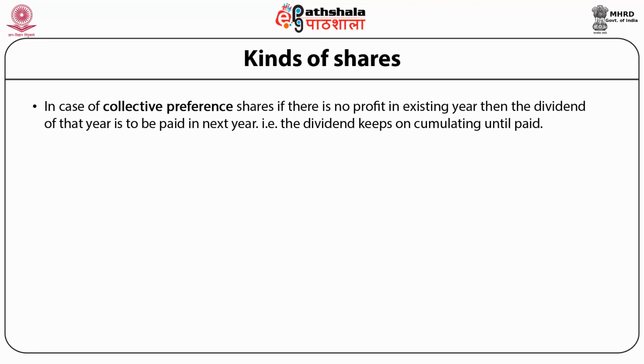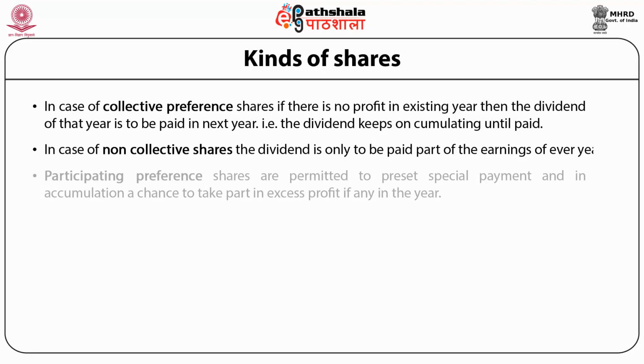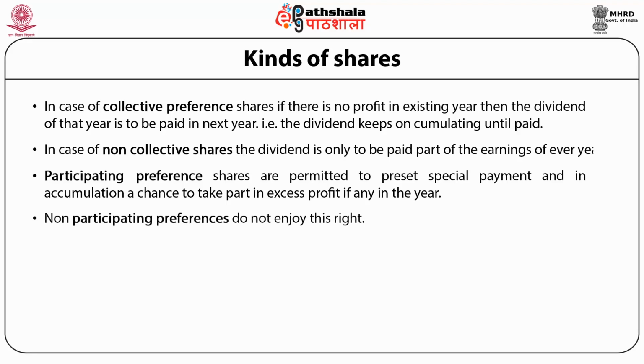In case of cumulative preference shares, if there is no profit in the existing year, then the dividend of that year is to be paid in the next year. That is, the dividend keeps on accumulating until paid. In case of non-cumulative shares, the dividend is only to be paid out of the earnings of every year. Participating preference shares are permitted to receive a fixed payment and in addition a chance to take part in excess profit if any in the year. Non-participating preference shares do not enjoy this right.